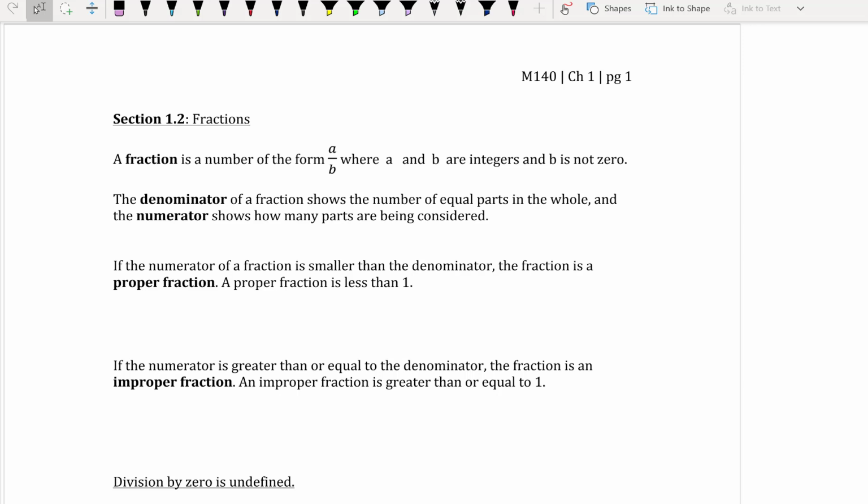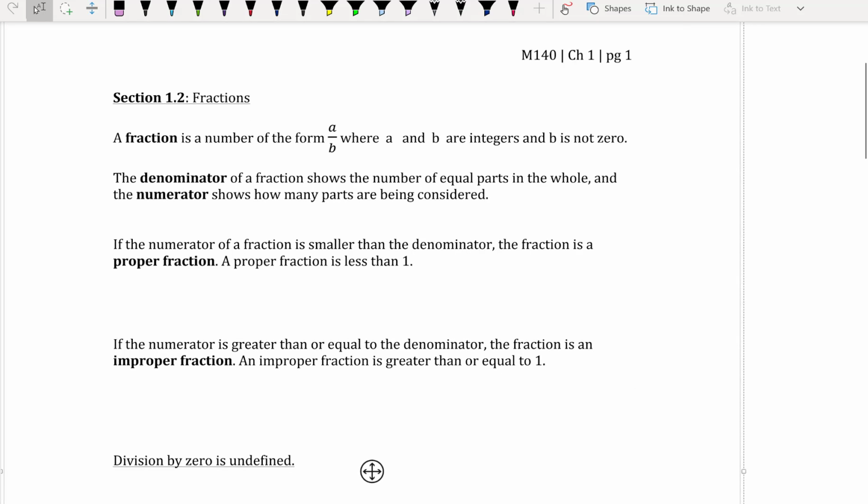So this is the only section in chapter 1 that we are going to cover. So it's all about the fractions. Hopefully you guys have some familiar concept of fractions. If not, don't worry, we are going to review them together.